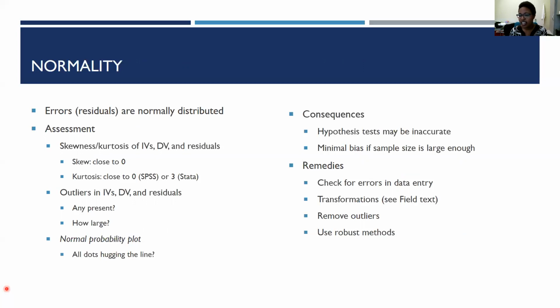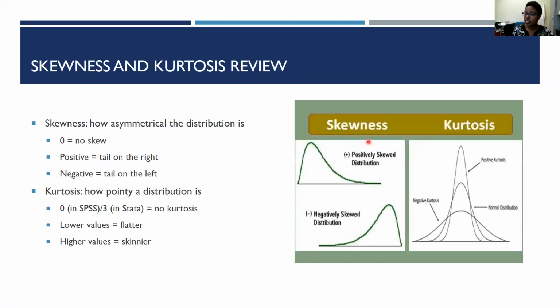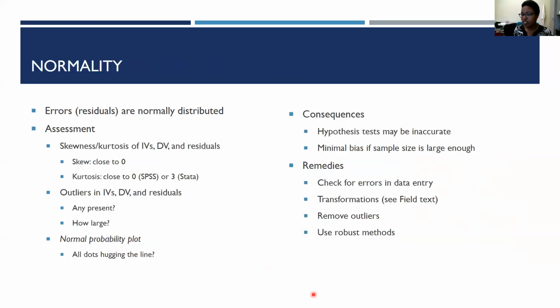Skewness and kurtosis again, right? So we can look at this for our independent variables, our dependent variables, and then after the regression, we can look at our residuals. So just to remember, here's skewness and kurtosis, right? Skewness is how much it leans to one side or the other. Kurtosis is how flat or skinny it is. So the more these numbers are off, the less normal your data is.